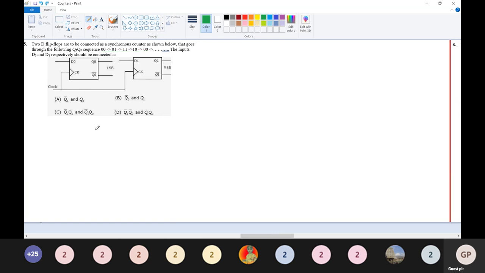Now we'll take this step by step. The present state here, and the order given is Q1 and Q0, so I'll be taking in that order. Next is present state, next state.